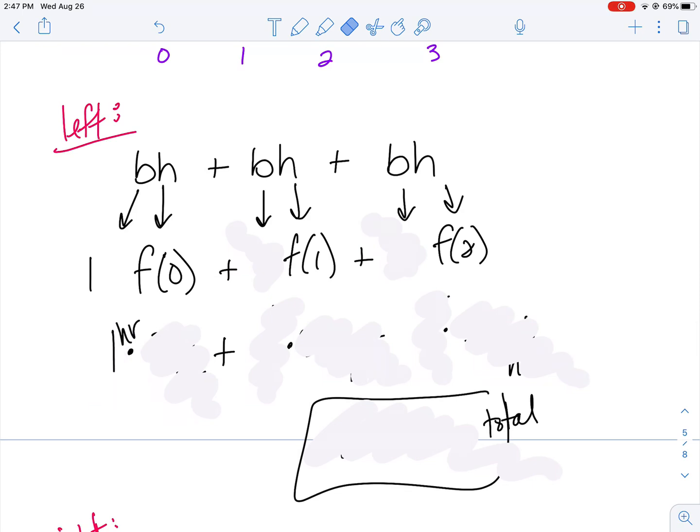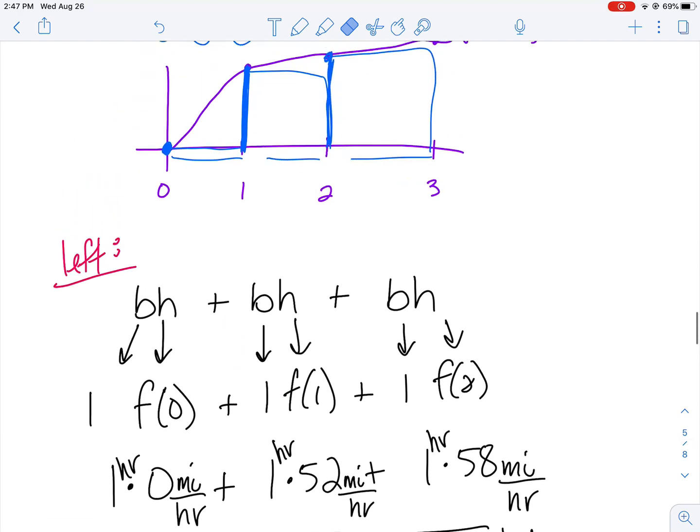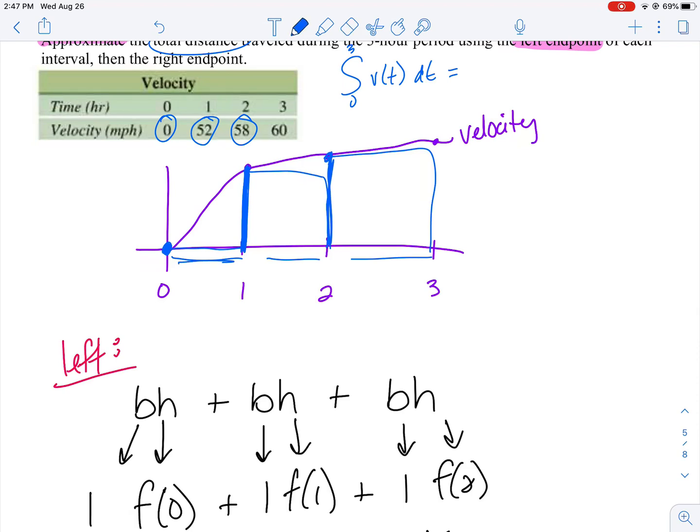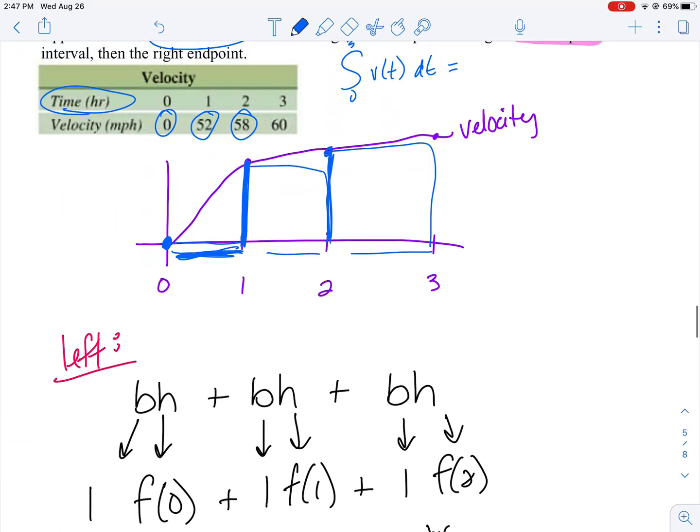My base is 1, my height was 0. My base was 1, my height was 52. My base was 1, my height was 58. You might notice that I also put in labels. If I'm looking at this chart and I'm looking at 0 to 1, isn't that really a time in hours? So if I'm putting labels on these numbers, this is really 1 hour. And when I put a 0, what did that 0 really represent? Well, when I plugged in 0 and got out a y value, that was really how fast I was going in miles per hour.